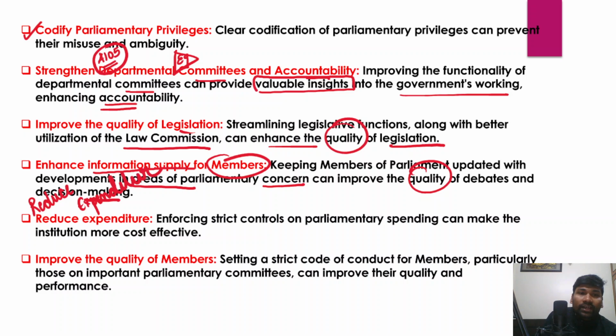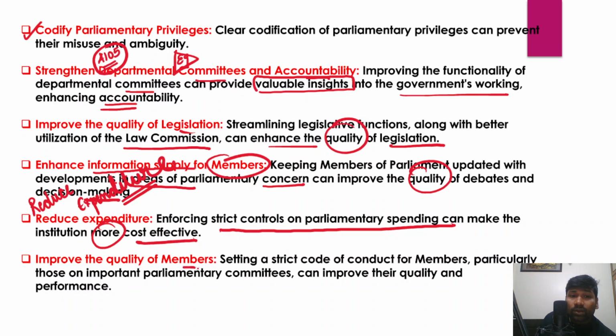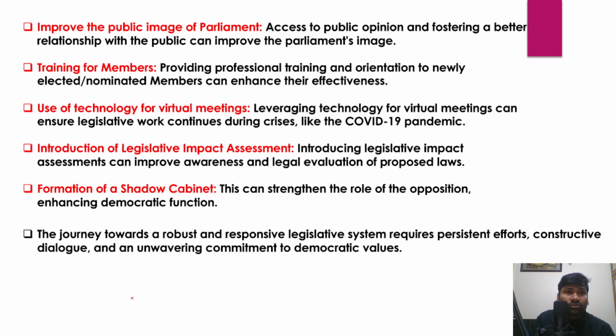So reducing the expenditure of parliamentary functioning is very important. For that reason, enforcing strict controls on parliamentary spending can make the institution cost effective, and improve the quality of the members. It is very important that we improve the quality of members. For that, setting a strict code of conduct for the members, particularly those on important parliamentary committees, can improve their quality and also their performance. And similarly, there are some other important suggestions which are provided for the efficient and effective functioning of the parliament.